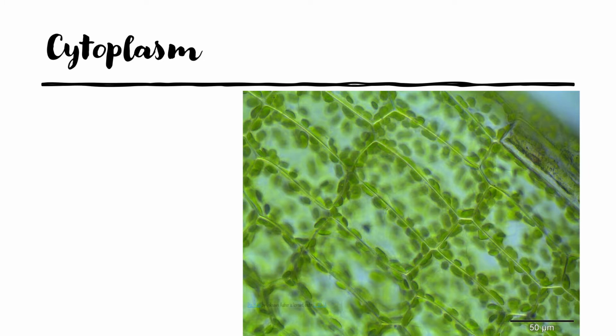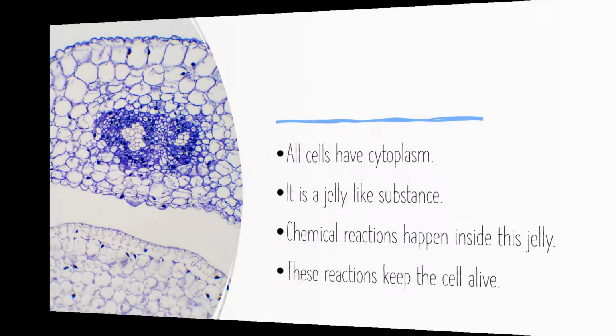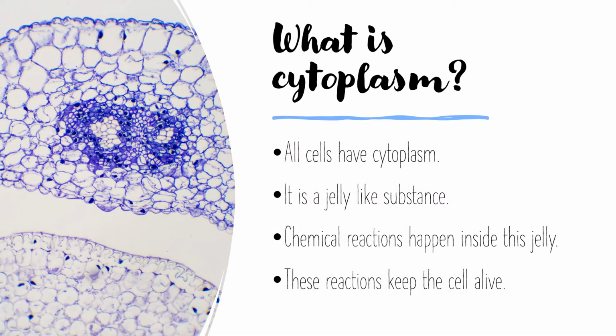Now we'll be talking about a jelly-like substance called cytoplasm. Cytoplasm is in the inside of the cell. What is cytoplasm? All cells have cytoplasm. It is a jelly-like substance. Chemical reactions happen inside this jelly. These reactions keep the cell alive.